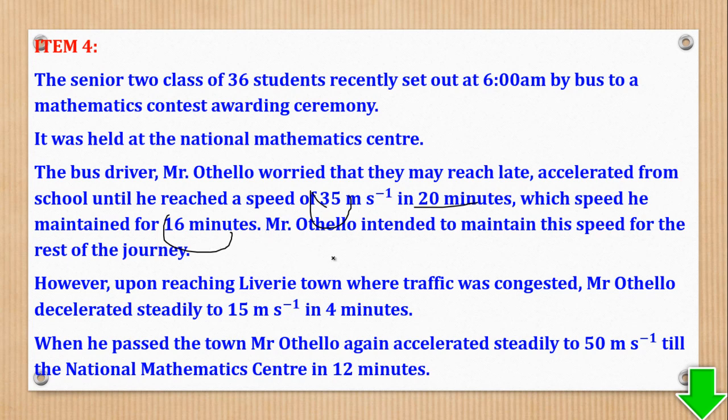Then they said here there is some deceleration. So after 4 minutes, the speed was that, and then he said after 12 minutes the speed was this. So basically this is what we want: 20 minutes with this, 16 minutes same speed, 4 minutes this speed, 12 minutes this speed. Now let's see how we can make sense out of it.